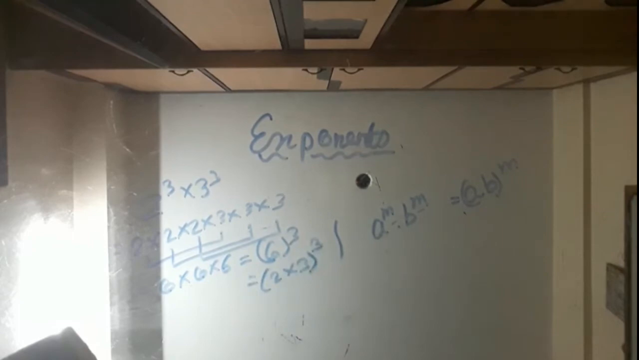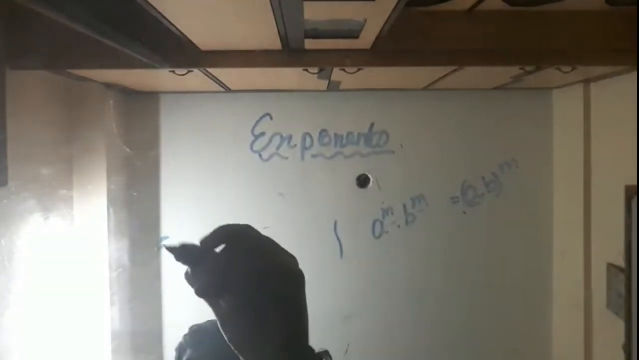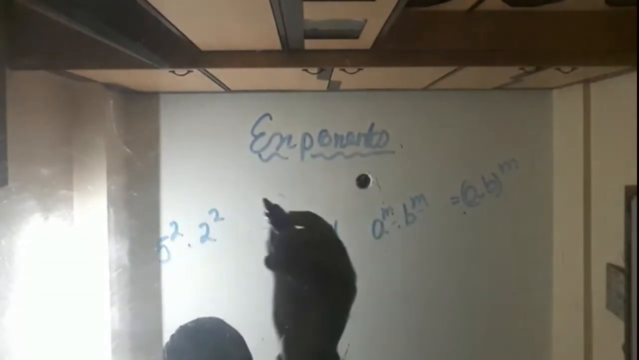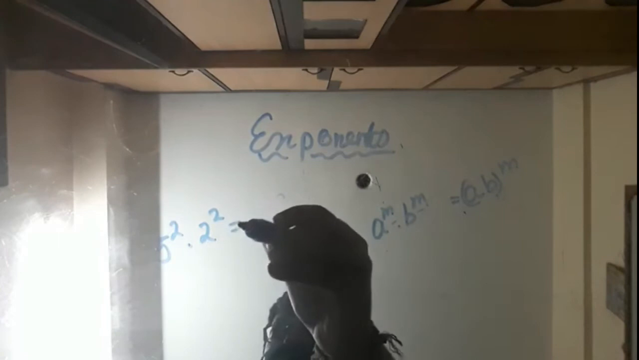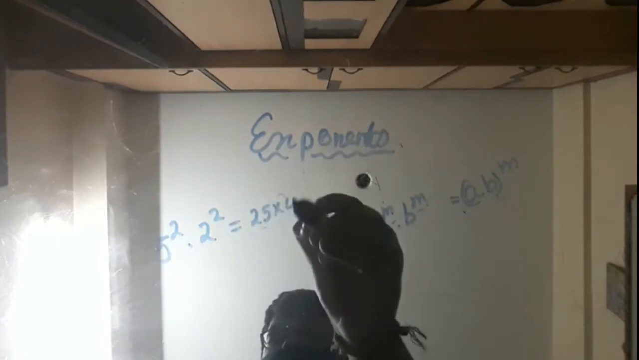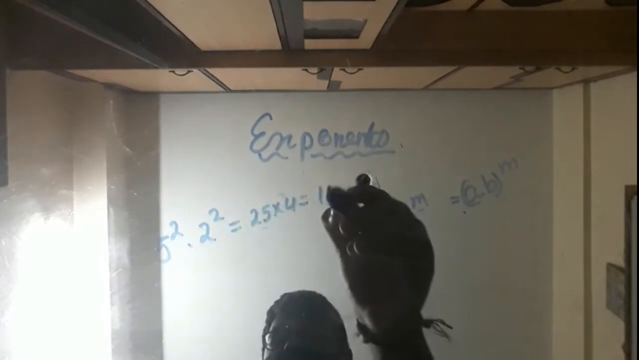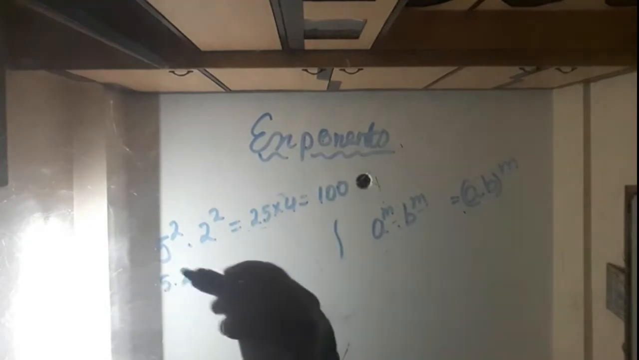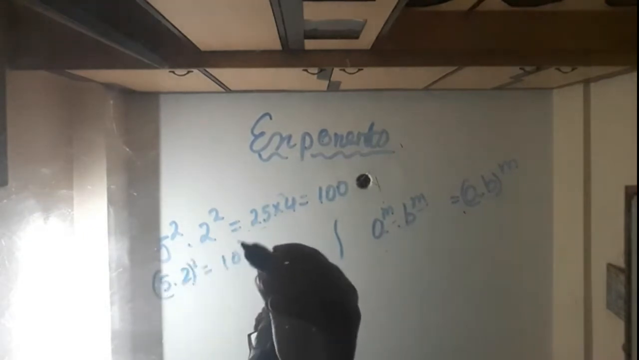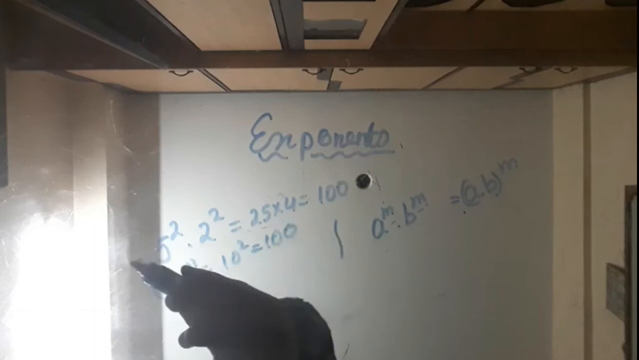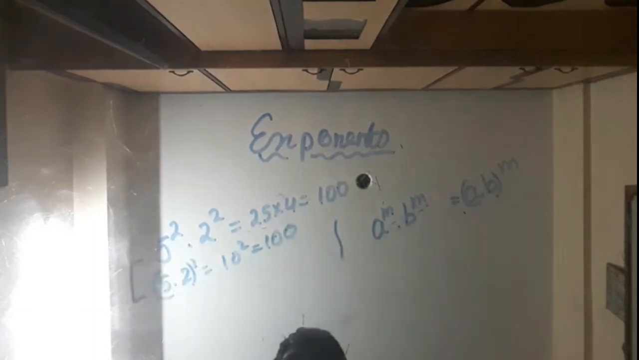Okay, so another example would be good for understanding. Let's say I have 5 raised to the power 2 and 2 raised to the power 2. Okay, so this is equal to 25 into 4, which after you multiply, you will say it is 100. Now I will do 5 into 2 whole square, which is equal to 10 square, which is also equal to 100. So from here you can directly verify that LHS is equal to RHS.